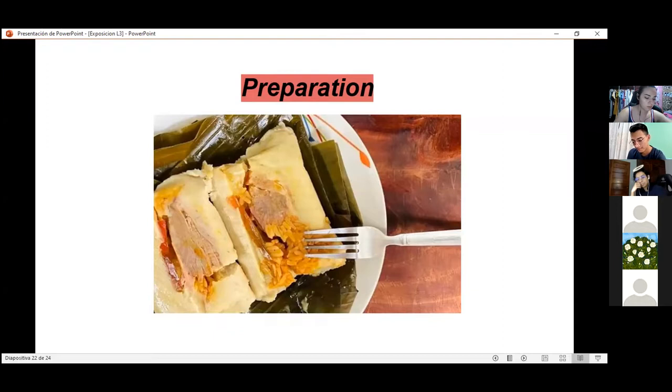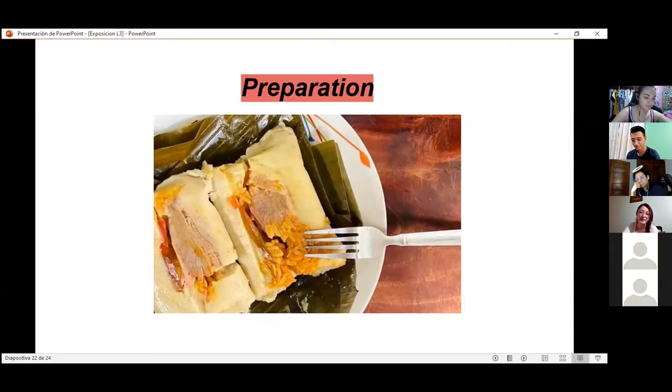Perdón. Excuse me? What do you want to know? I like tamales a lot, but the same as you, I don't like the raisins in it. Even some people put tomato in it. I don't like it either. Okay.